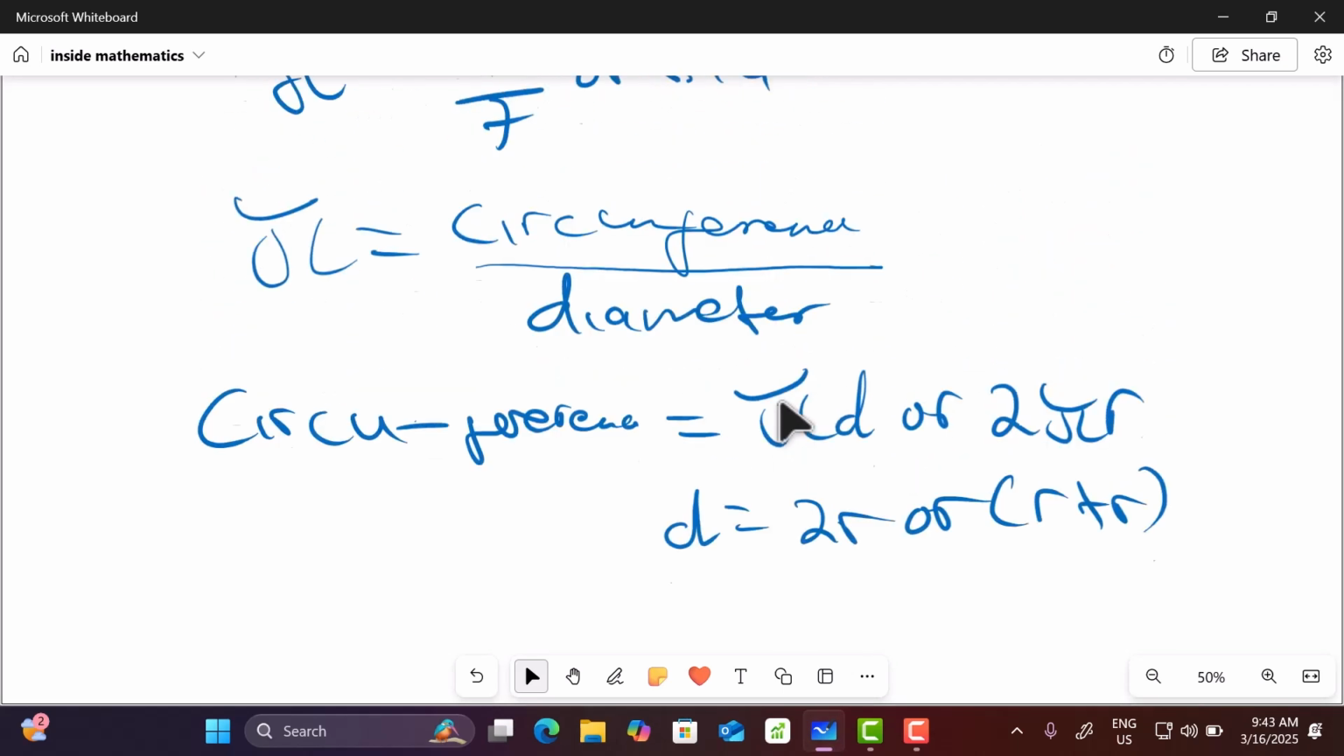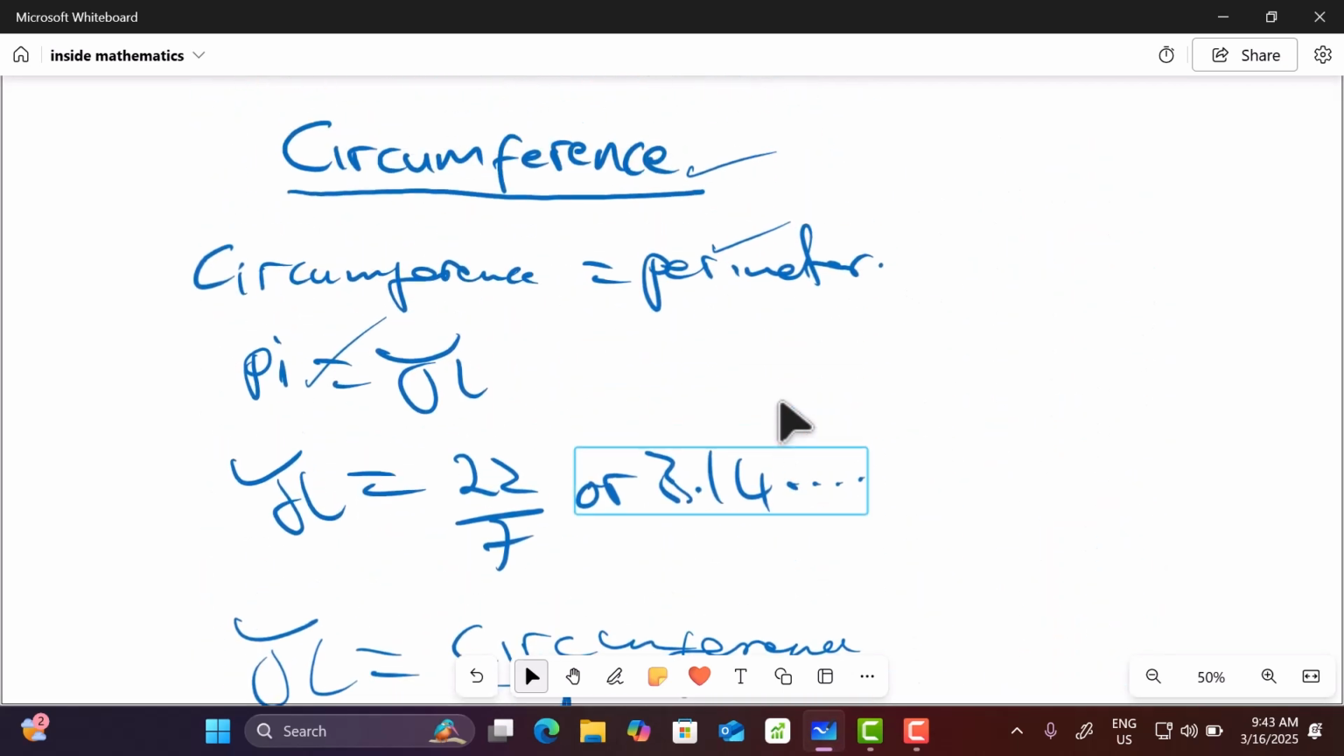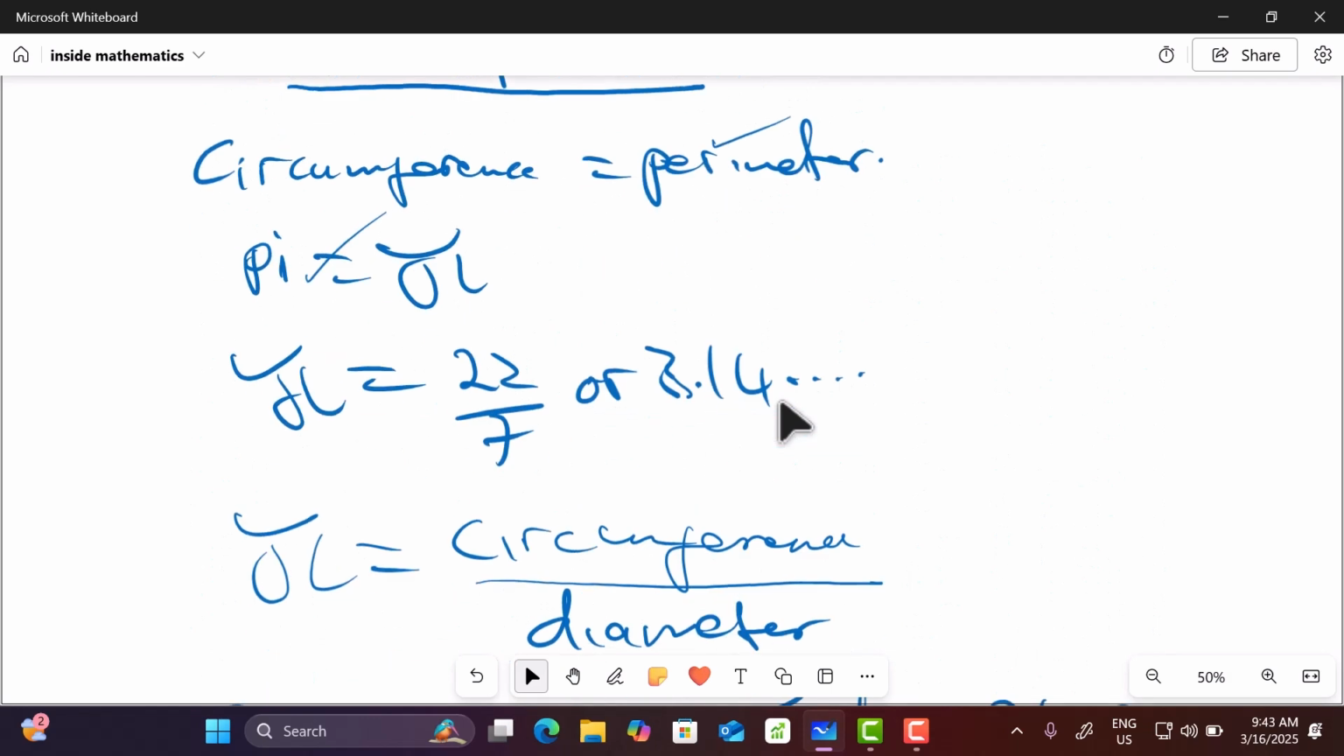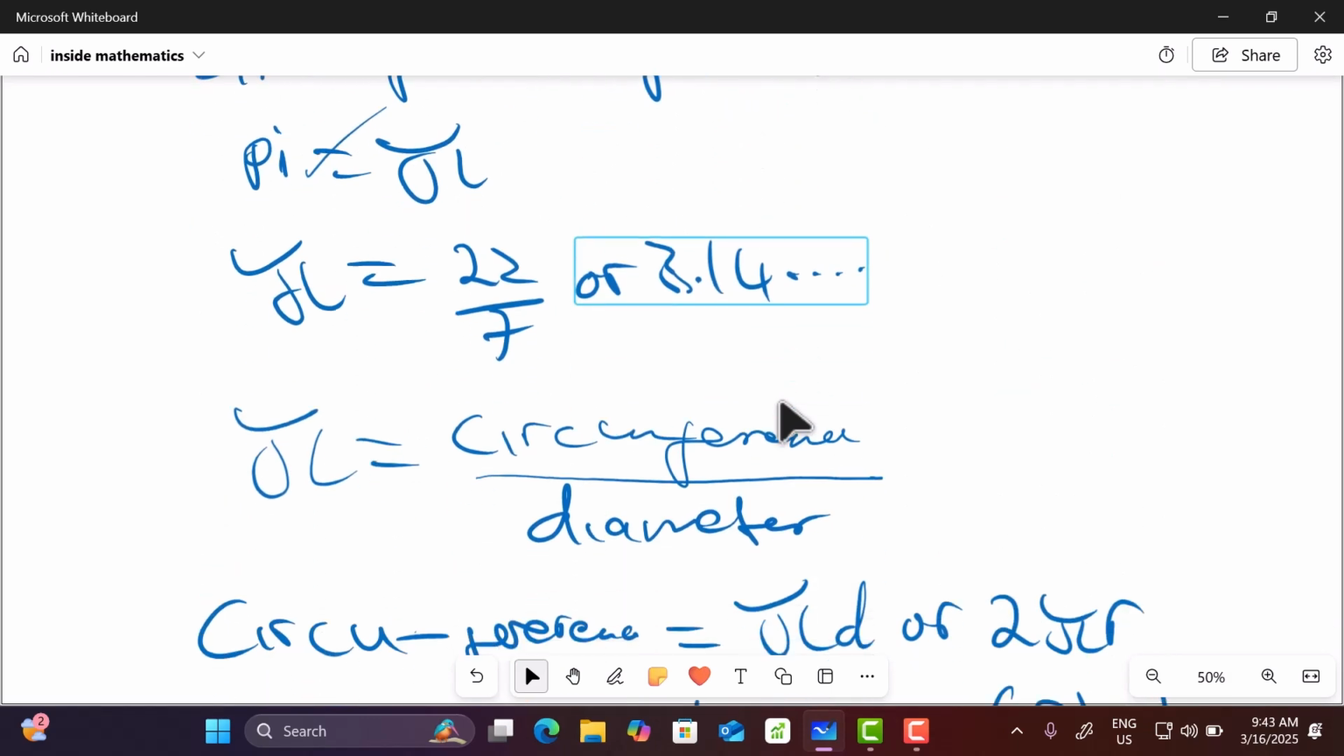So we have talked about circumference, where circumference is equal to perimeter. And we talk about pi, and we say pi is recognized by this symbol in most cases. And to find pi, we divide the circumference over the diameter, and it is denoted by this formula.